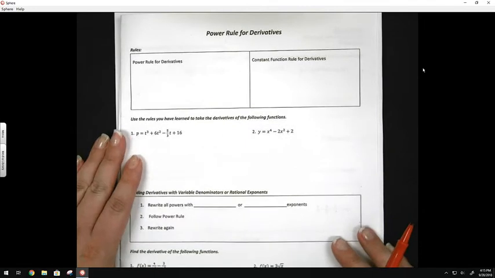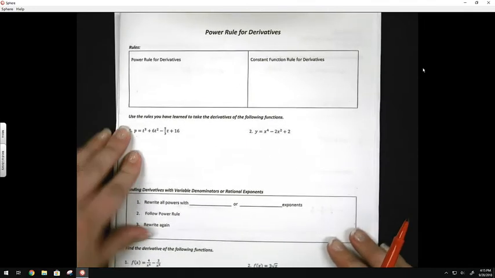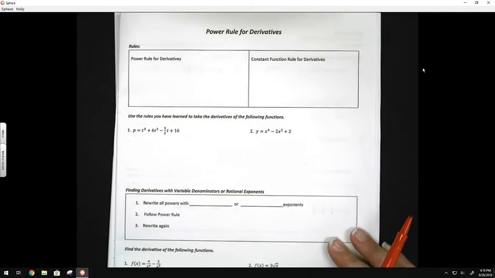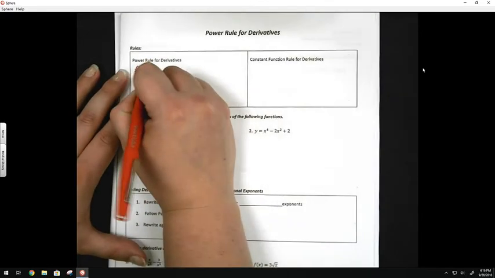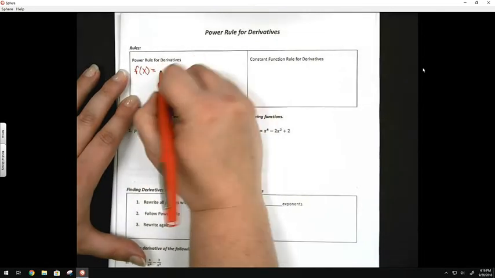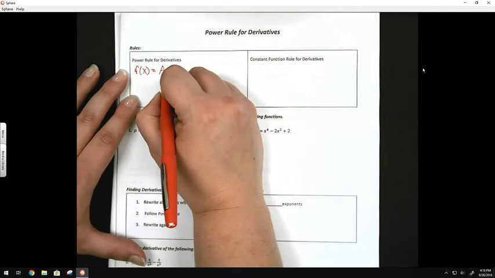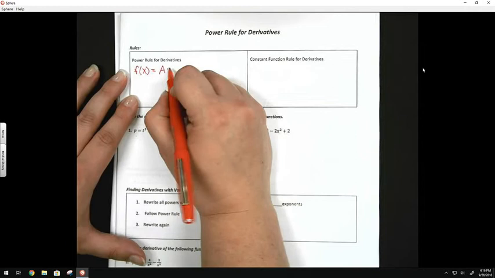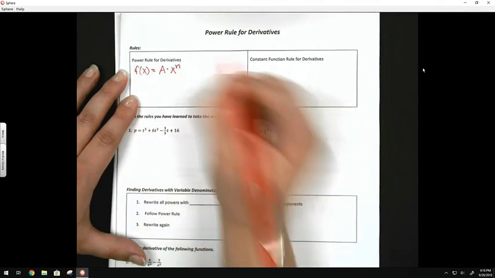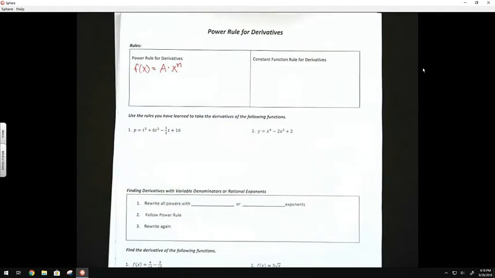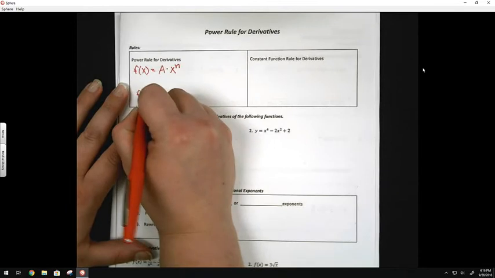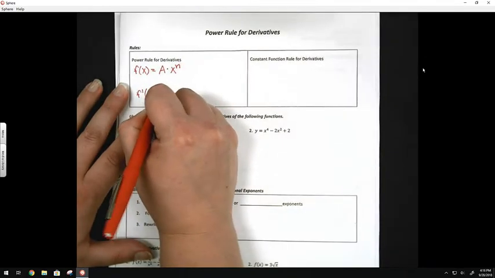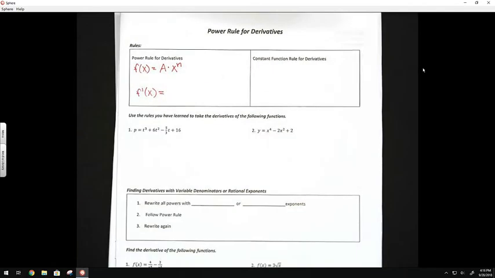We talked a little bit about it in class if you were in there, but if not, then here we go. If your function is something like f of x equals a number, I'm just going to call that a, times x to a power of n, so something like 5x squared or 6x to the third, then the derivative, f prime of x, is going to equal, here's the rule.